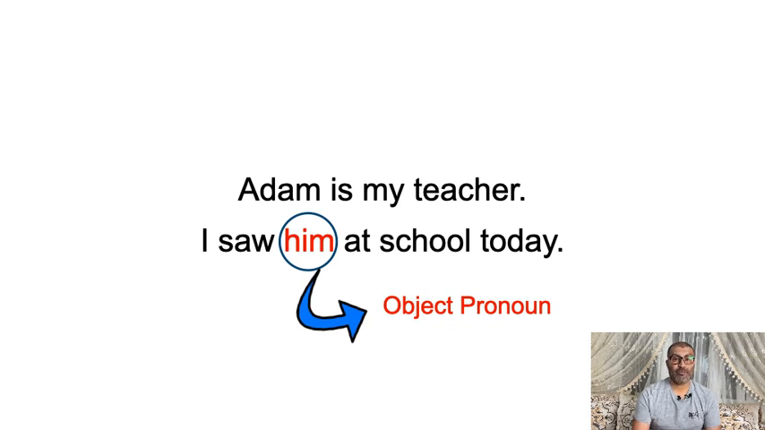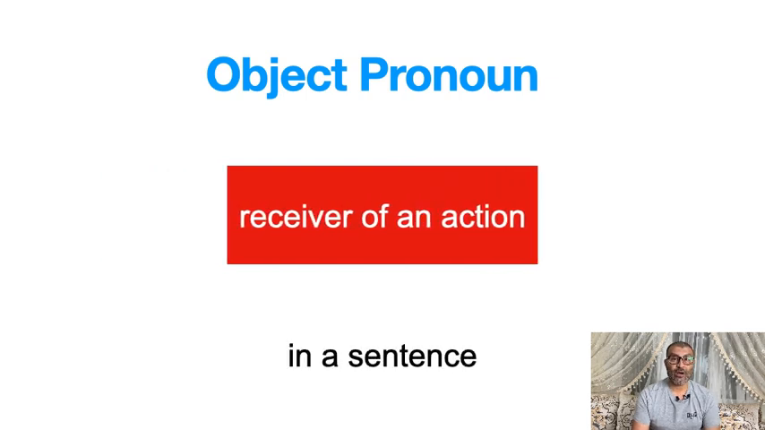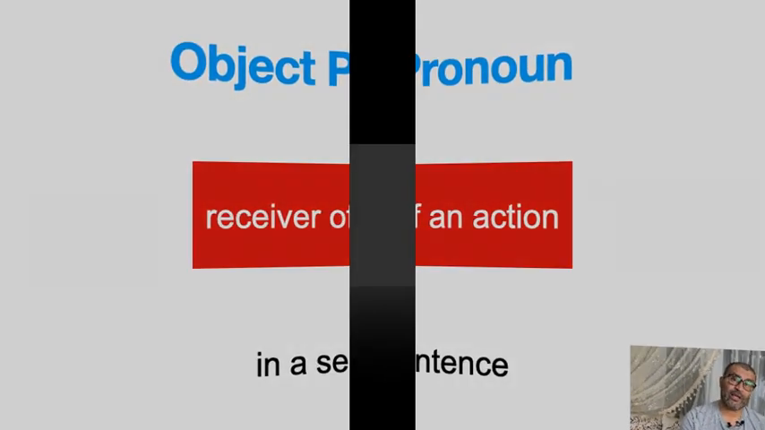So what does an object pronoun do? An object pronoun is the receiver of an action in a sentence. The subject pronoun is the one that does the action in a sentence, but the object pronoun is the receiver of that action. We go back to that example again.